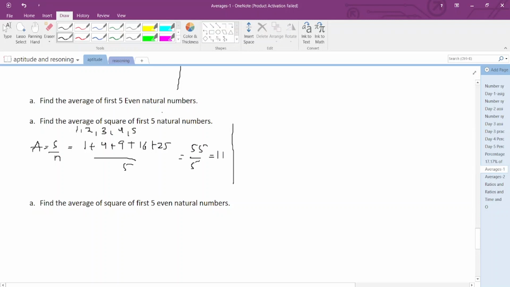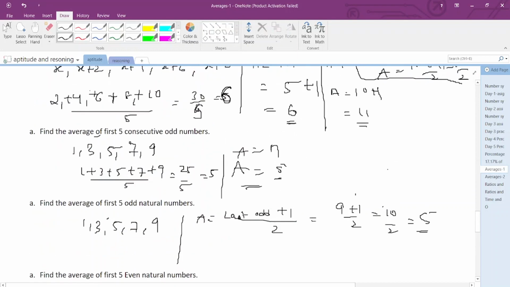If they ask the first 5, we can solve it easily by the conventional method without using the formula. But what if you ask first 10 or 100 or 99 or something? In that case we can't do it, right? So for that case we have to remember the formula. So average is equal to (n plus 1)(2n plus 1) by 6. For the average of squares of natural numbers you can use this formula. Now n is equal to 5: 5 plus 1 is 6, into 2 times 5 is 10 plus 1 is 11, by 6, cancel, you will get 11. So in this way you can use this formula.